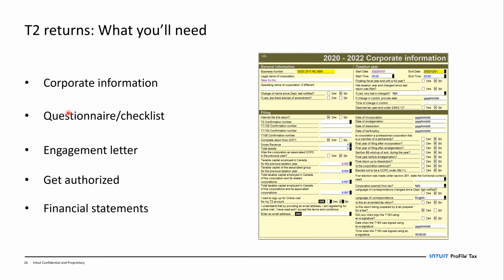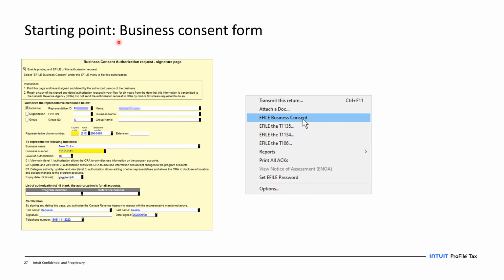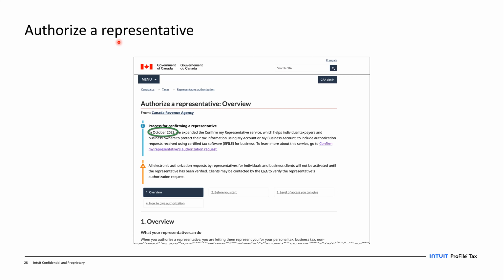And then the next thing is we do need to get authorized. We need to get the business consent form signed. And so again, we could do that from inside a profile, but CRA kind of threw a little wrench in the works, right? Recently, in the past, we knew that we could just get the client to sign the business consent form. We file it, we can e-file it with ProFile, and we're good. That's it, we're done. And now CRA has made changes to the whole authorization process.